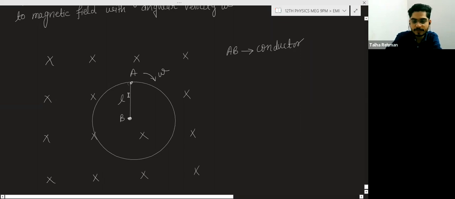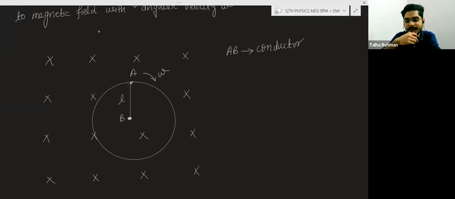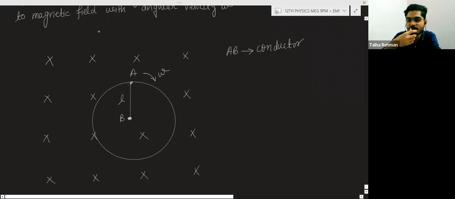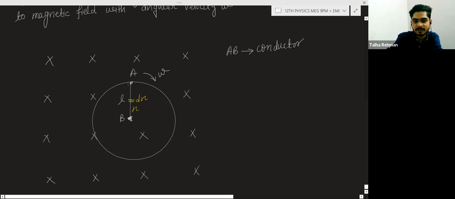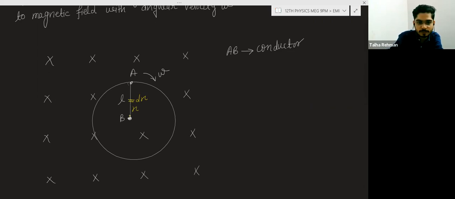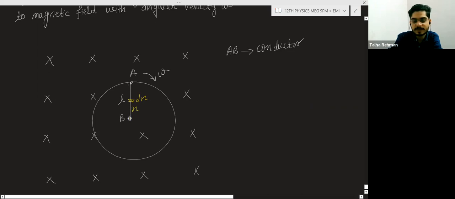Now what we will do is first calculate the EMF due to a small element of the conductor, and for getting the total EMF across the ends of the conductor, we will integrate. So suppose here I have taken a very small element dx of the conductor at a distance x from the center. B is the center of the circle, and this distance is x, the distance between this point B and this dx. So at a distance x from this point, we have taken the small element dx of the conductor.